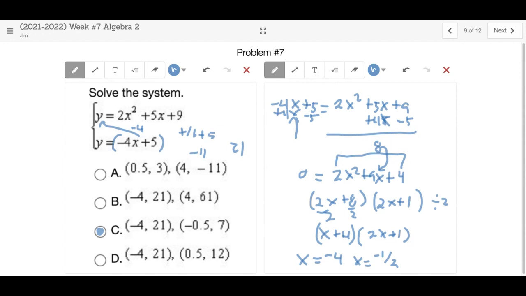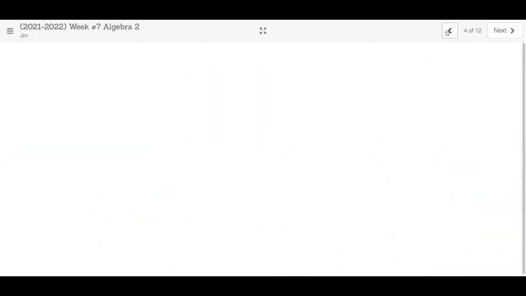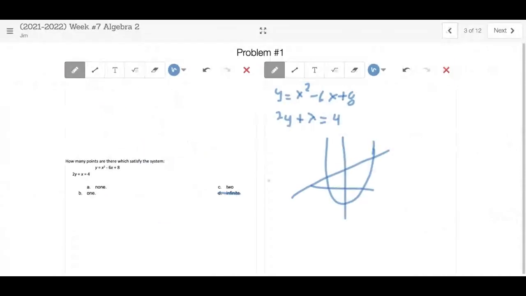What's number 1 on the practice? Again, I went through it. I got to go to problem number 1. Number 1 was 2 solutions. The graph crossed twice. So there were 2 solutions, so the answer was C.